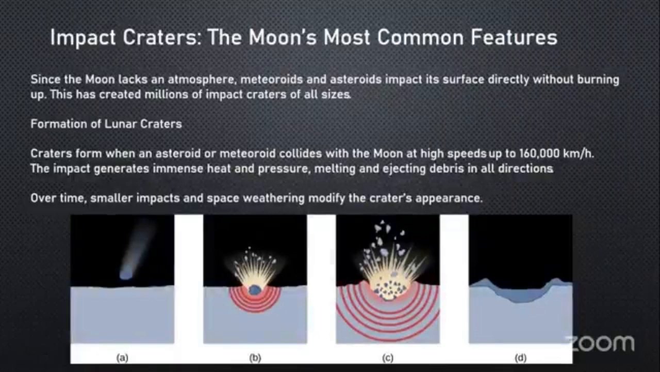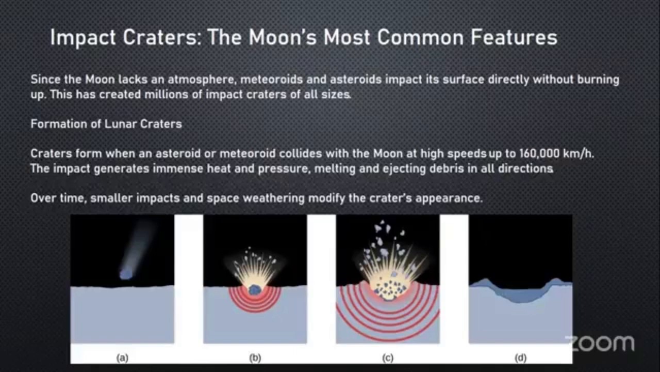Now, impact craters, the moon's most common features. Since the moon lacks an atmosphere, meteors and asteroids impact the surface directly without burning up. This has created millions of impact craters of all sizes on the moon. So how is a crater formed? I want you to pay attention to the science behind lunar craters.